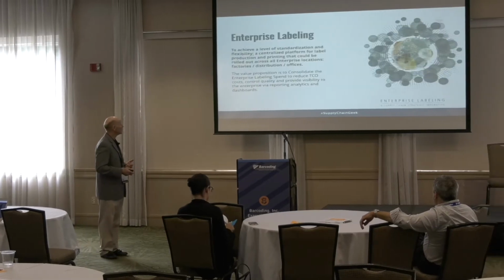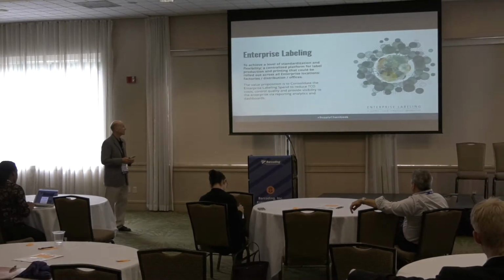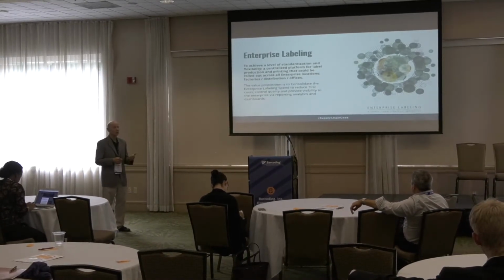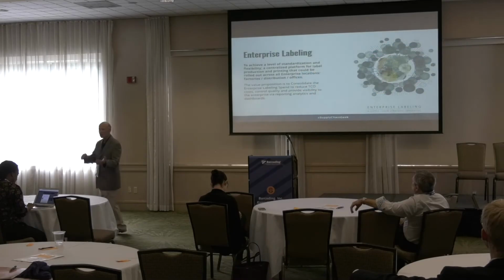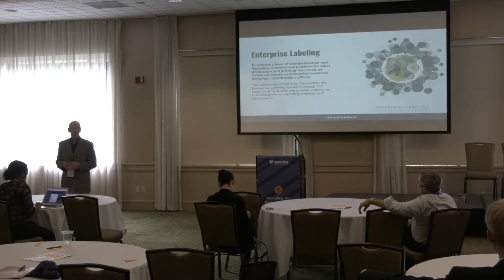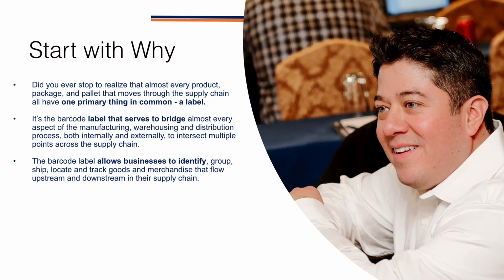So what is enterprise labeling? Well, the value proposition is to consolidate the enterprise labeling spend to reduce total cost of operation. It also gives you better quality control, and it also gives you more consistency throughout your enterprise. So that's really the goal, and there are ways to achieve that, to standardize processes throughout your organization, and standardization and consolidation are really the ways that you begin to wring costs out of your labeling applications throughout the enterprise. So that's the goal and the value proposition that we're trying to achieve.